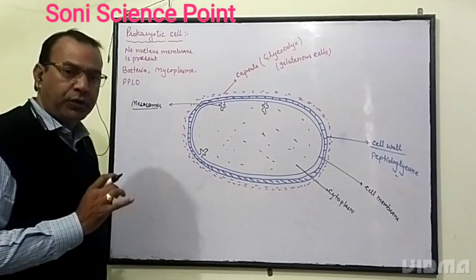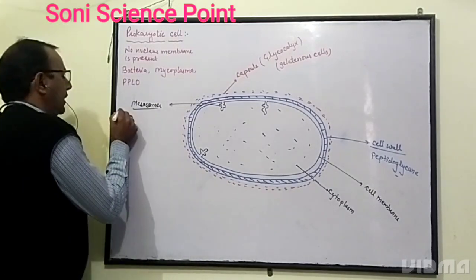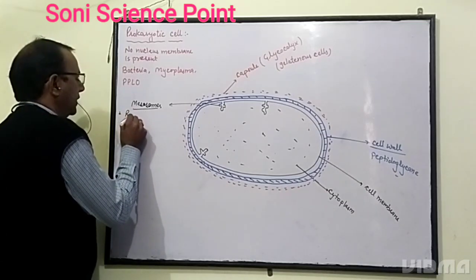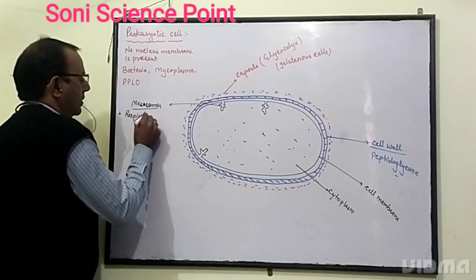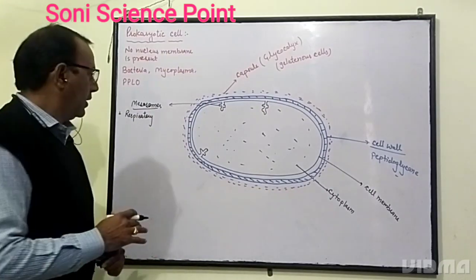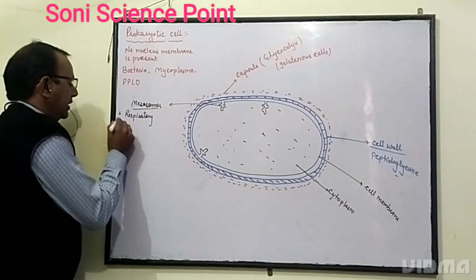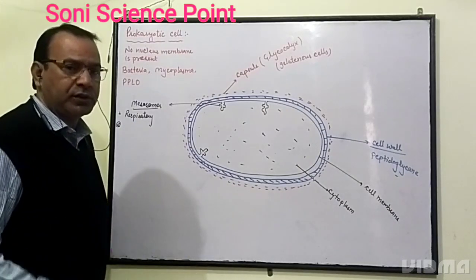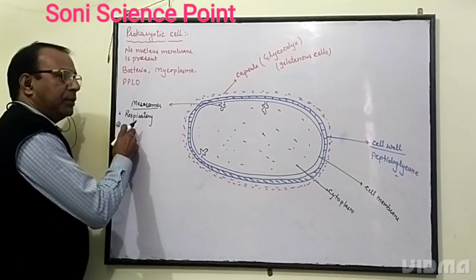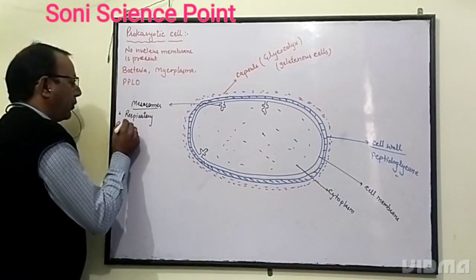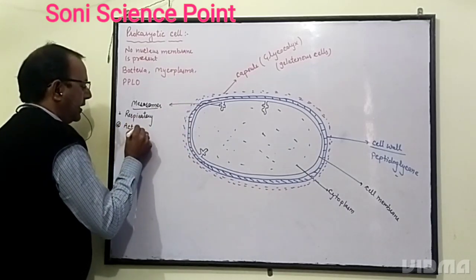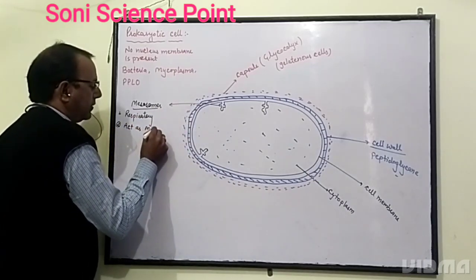There are many important roles of mesosomes. Firstly, the mesosome helps in respiration of the prokaryotic cell. As they take part in the respiratory process, they produce energy and help store this energy. It means the mesosome acts as mitochondria.